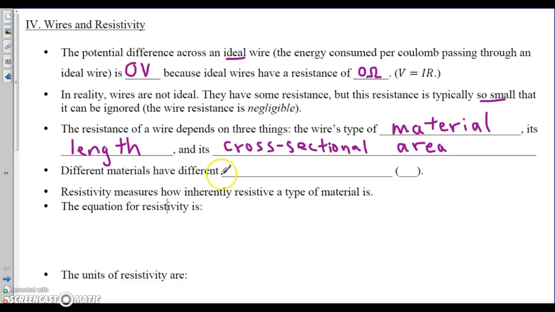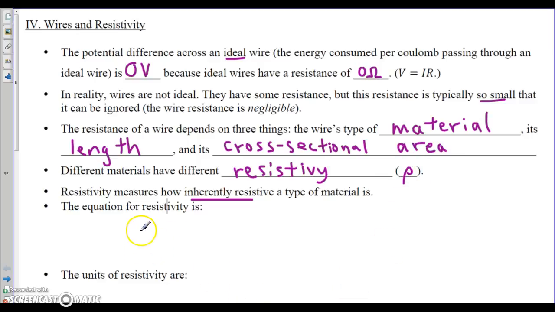Different materials have different inherent resistance, but instead of saying inherent resistance, we say different materials have different resistivity. Resistivity is the property that measures how inherently resistive a material is. We give it the Greek letter rho. It's like a fancy P.